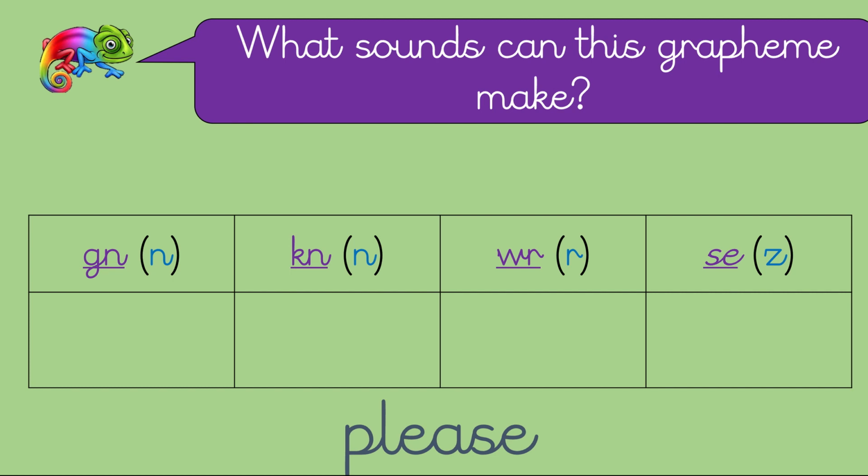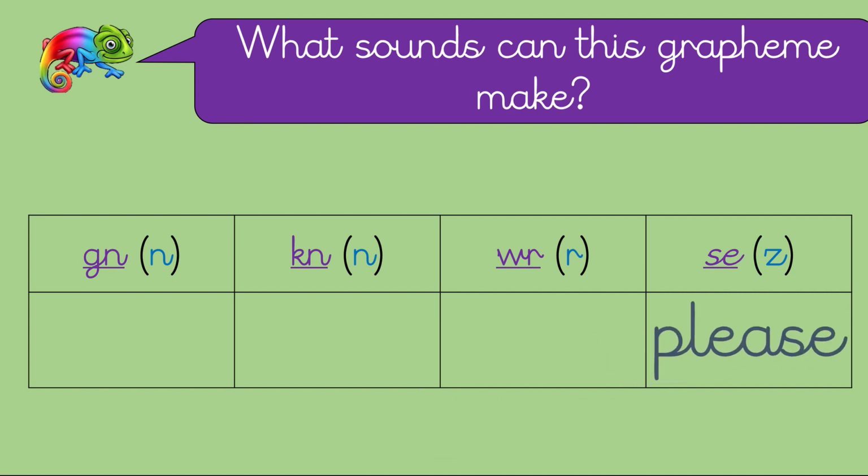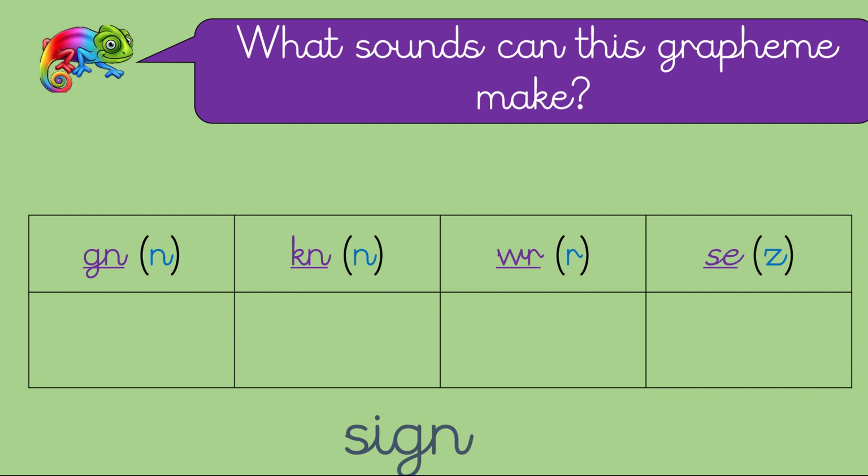So, have a go at reading that word. Sound it out if you need to, or read it straight up if you don't. Super. And where does that go? Brilliant. Okay, so that one was please. Please. Now, where does that one go? If you said the S and the E, congratulations, well done, that was correct. Let's have a look at the next one.